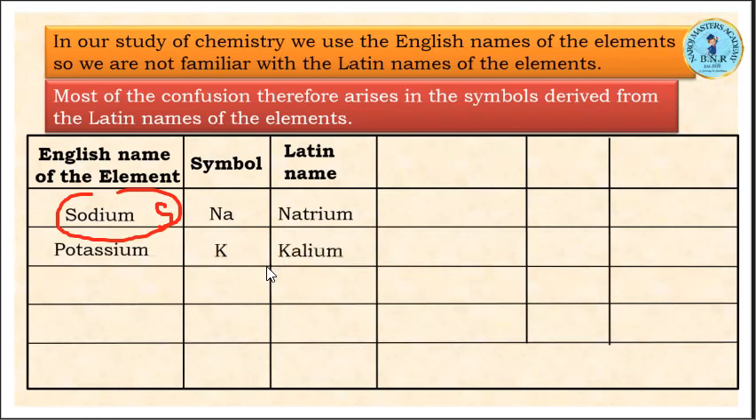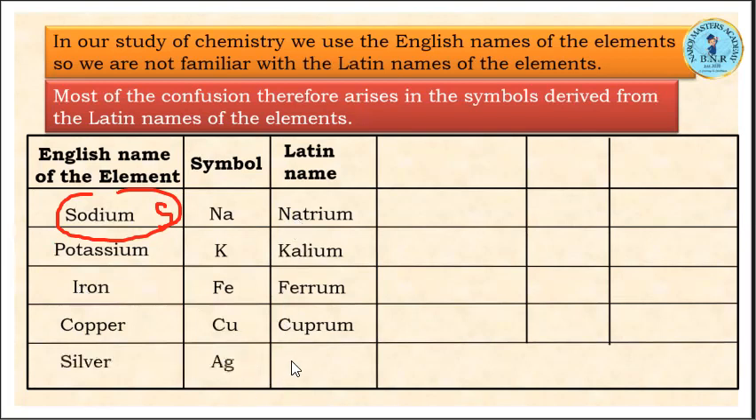What is the Latin name and the English name? In English, we call it potassium. In Latin, we call it kalium. Kalium is very, very important. Next, iron. Iron's symbol is Fe, and we call it ferrum. What is the Latin name of iron? Ferrum. Remember, very, very important. Copper, Cu. Its name is cuprum. Latin names: natrium, kalium, ferrum, cuprum.